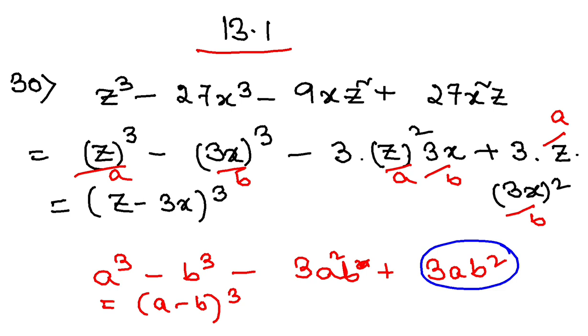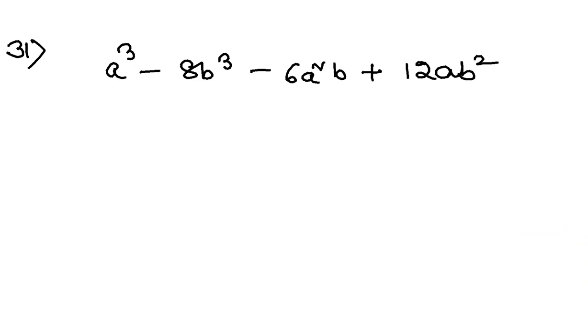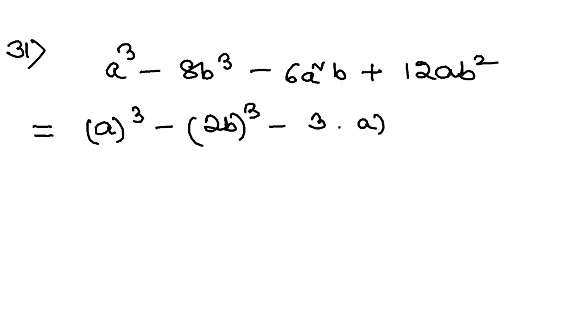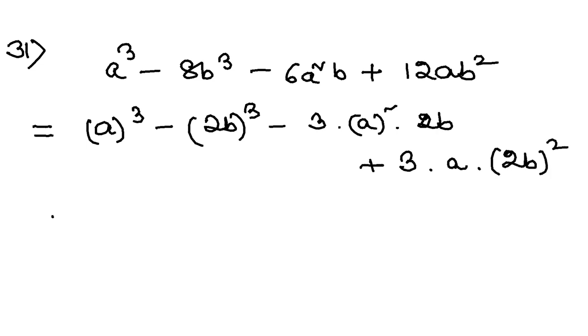Now let's go to question number 31. Now question number 31 is similar to 30. Now this can be written as a whole cube minus 8b cube, that is 2b whole cube, minus 3a square into second term, that is 2b, plus 3 into first term into second term whole square. This is nothing but a minus b whole cube. So in this case I have a minus 2b whole cube, right? Very easy and similar to question number 30. Now let's go to question number 32.